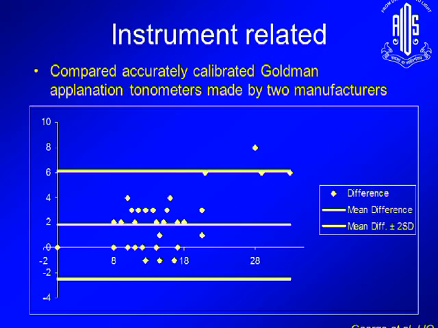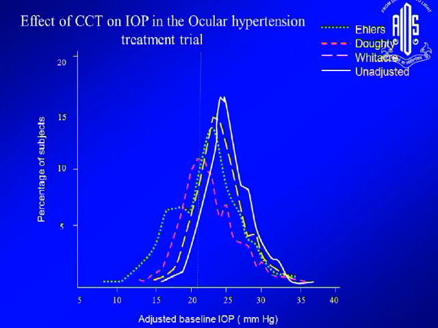Central corneal thickness, everybody spoke about, and I'll just emphasize one point here, saying that you see a lot of correction formulae for central corneal thickness. And this is what happened to the Ocular Hypertension Treatment Trial.